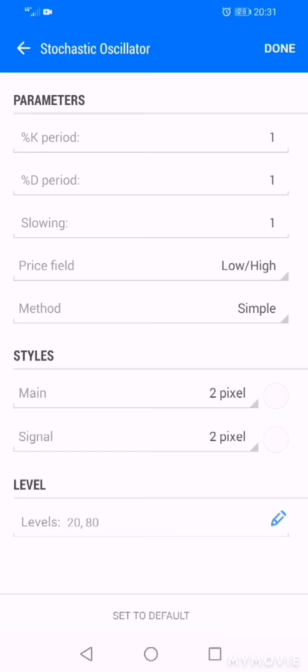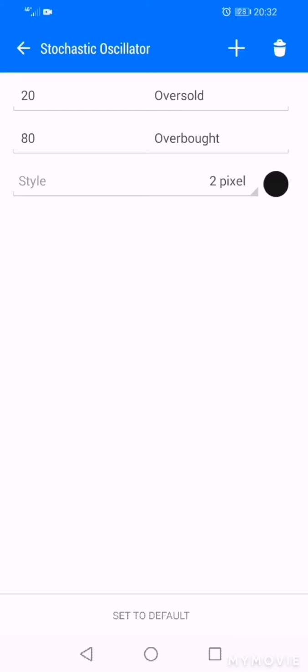K period is 1, D period is 1, slowing 1, price field low/high, method simple. For style, your main is 2 pixel, your color is white if your background is white, black if your background is black. The signal is 2 pixel, also white if the background is white, and black if the background is black. And then you go into levels. You have level 20 and level 80. Level 20 is oversold, level 80 is overbought. Style is 2 pixel, and then your color is black, right?